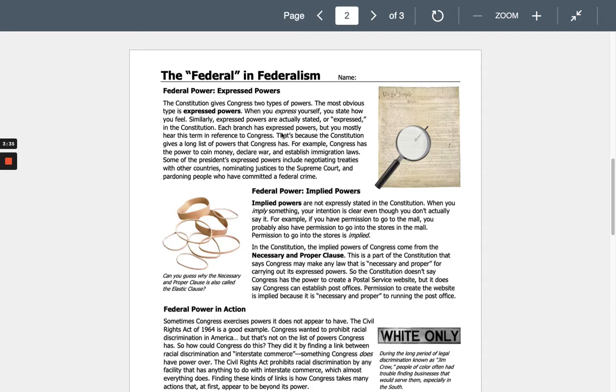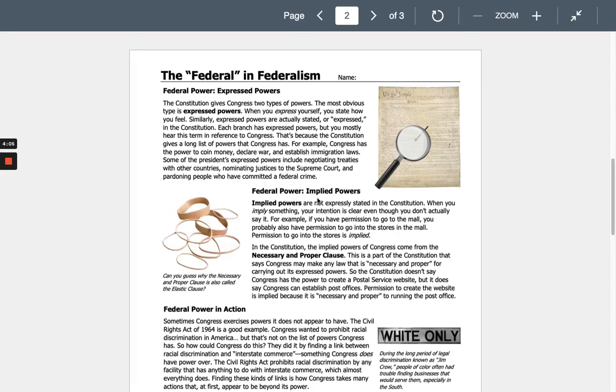Each branch has expressed powers, but you mostly hear this term in reference to Congress. That's because the Constitution gives a long list of powers that Congress has. For example, Congress has the power to coin money, declare war, and establish immigration laws. Some of the president's expressed powers include negotiating treaties with other countries, nominating justices to the Supreme Court, and pardoning people who have committed a federal crime.